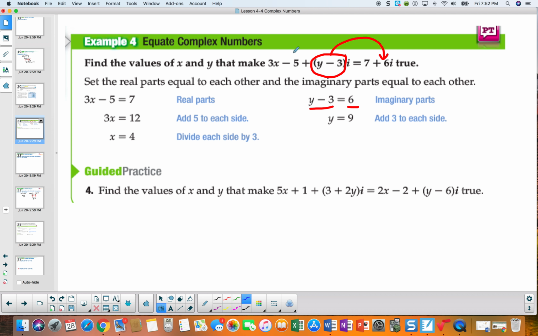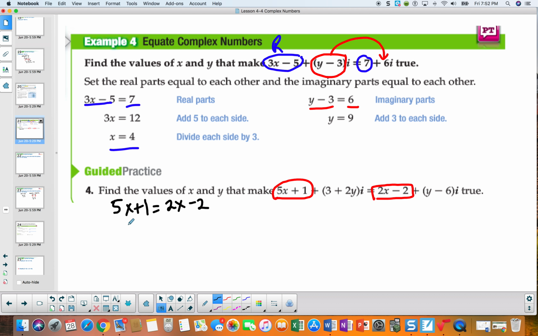All right, now I'm going to take the real part, this is the real part right here, and set it equal to the real part of the complex number. I'm going to set them equal to each other and then solve. Let's do this as well. The real part is equal to the real part over here. So this is going to be 5x plus 1 is equal to 2x minus 2. This is going to be 3x plus 1 is equal to negative 2. 3x is equal to negative 3. x is equal to negative 1.